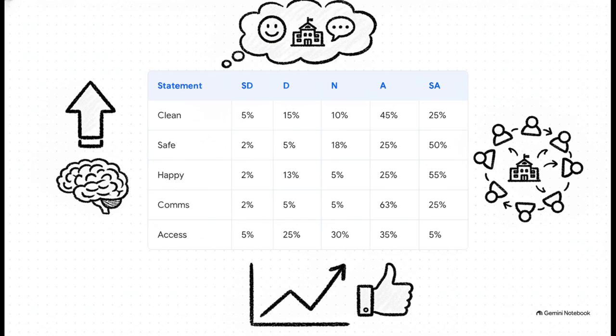This usually comes from surveys, like this parent survey on school climate using a classic Likert scale. It gathers opinions on stuff like whether the school is clean, if the students feel safe, or if teachers communicate well. Perception data is incredibly valuable because, in a school community, how people feel about the environment directly impacts how they engage with it.